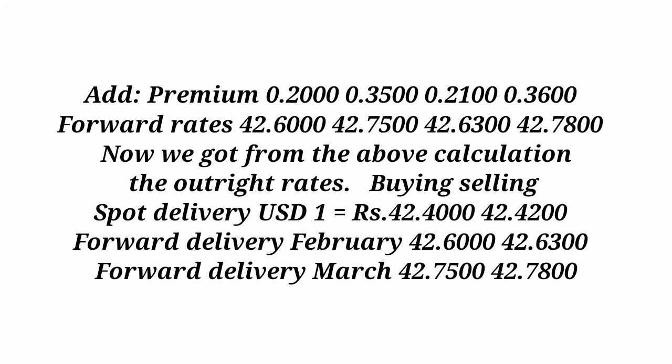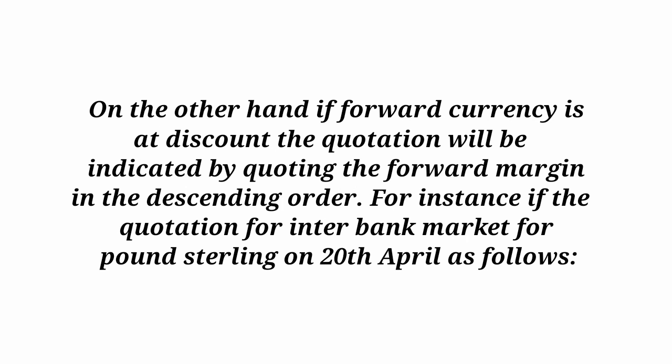Now we get from the above calculation the outright rates, buying and selling. Spot delivery: USD 1 equals Rs 42.4000 to 42.4200. Forward delivery February: 42.6000 to 42.6300. Forward delivery March: 42.7500 to 42.7800. On the other hand, if the forward currency is at a discount, the quotation will be indicated by quoting the forward margin in descending order.